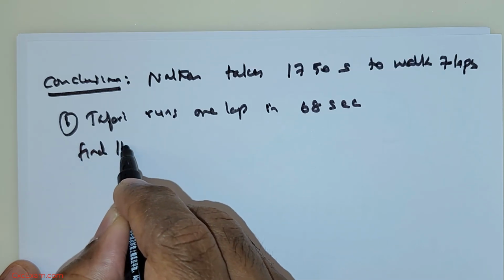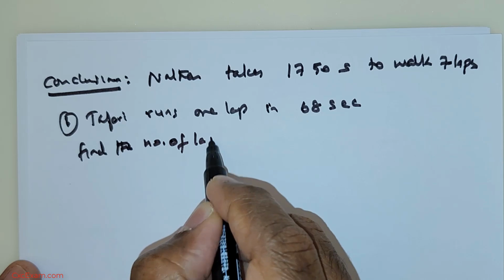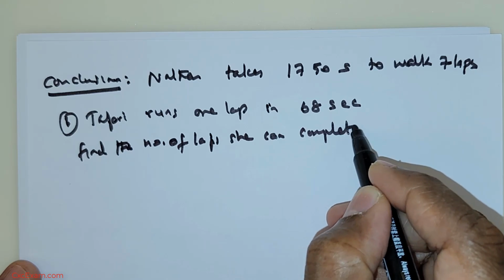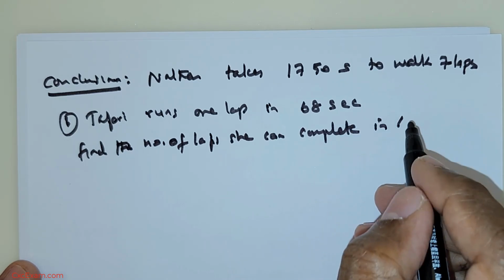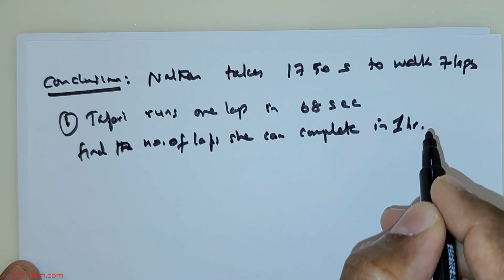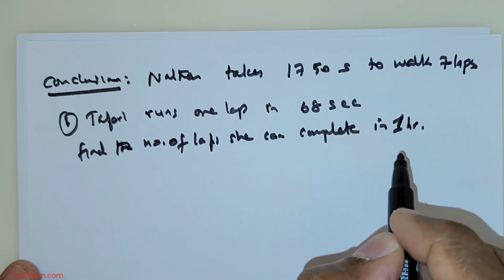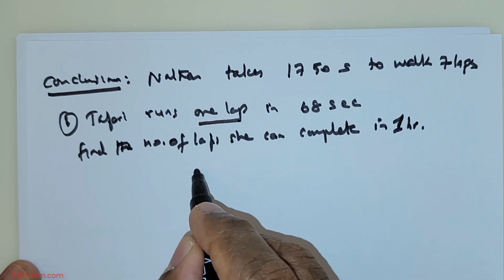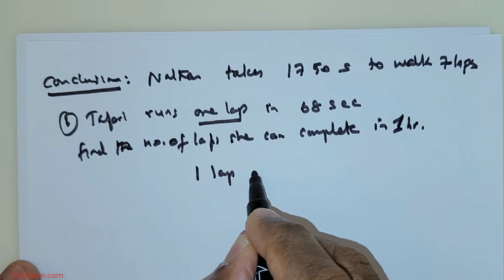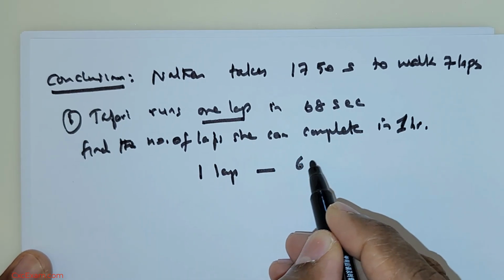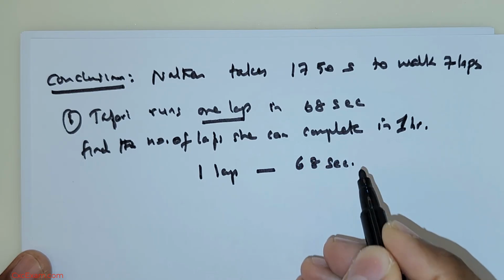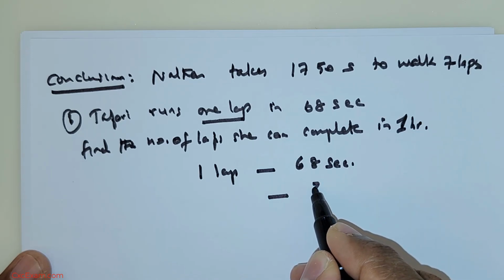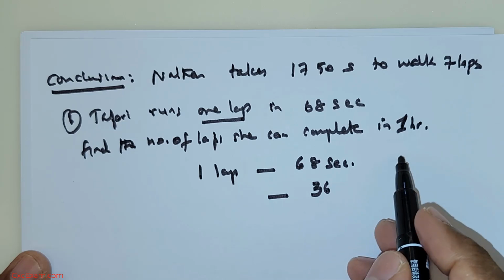So we are asked to find the number of laps she can complete in 1 hour. And how are we going to do this? So 1 lap, time taken to complete is 68 seconds. So we are looking for 1 hour. In 1 hour, we got how many seconds?